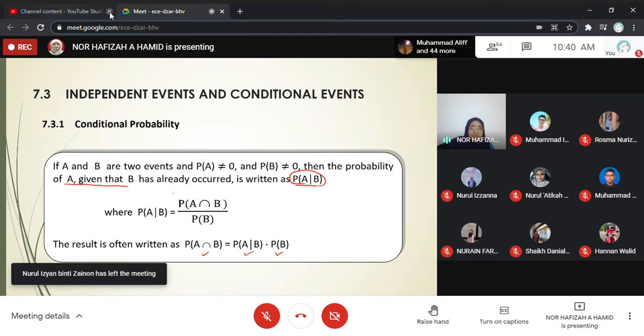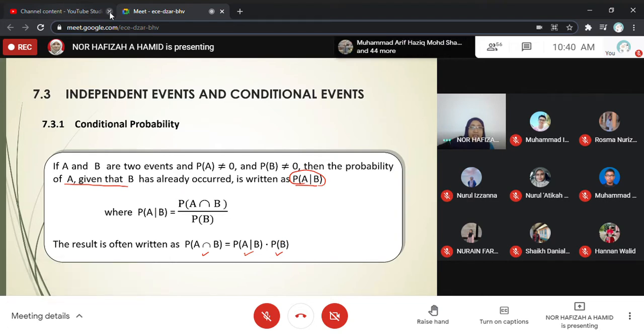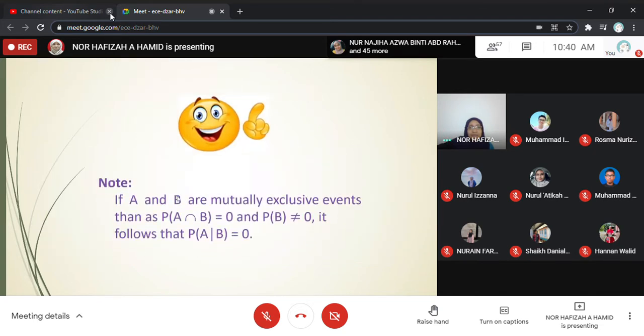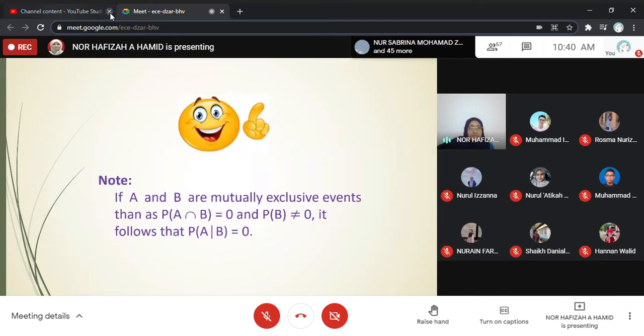For conditional probability, it will give you two events, but you only calculate one of the events. For example, you want to calculate event A, but it gives you another event. So A is a subset of event B. Okay, let's look at an example. Take note: if A and B are mutually exclusive events, then probability of A intersect B is equal to 0. We covered this last class. So for mutually exclusive events, the intersection is equal to 0.